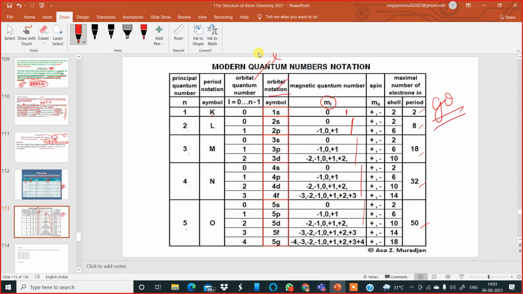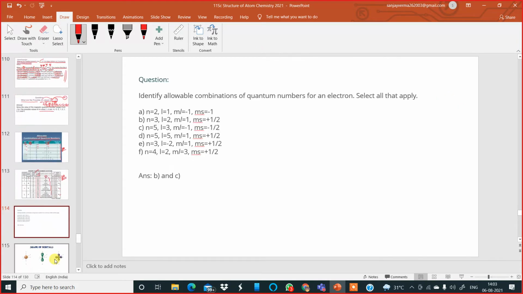Go through it carefully. Now look at the next one over here. This is the type of question which is normally asked in the compulsory part. It says, identify which are allowable combinations of quantum numbers for an electron. Select only those which apply.